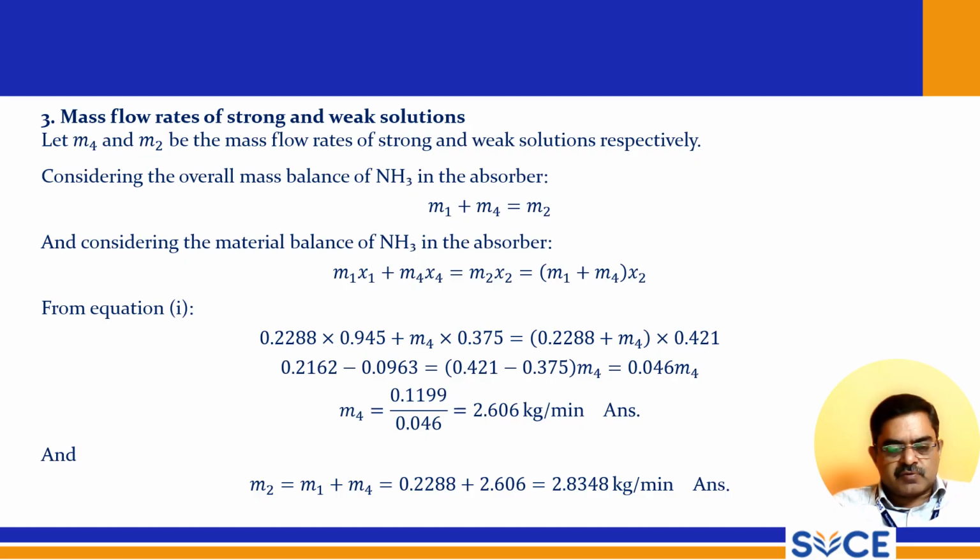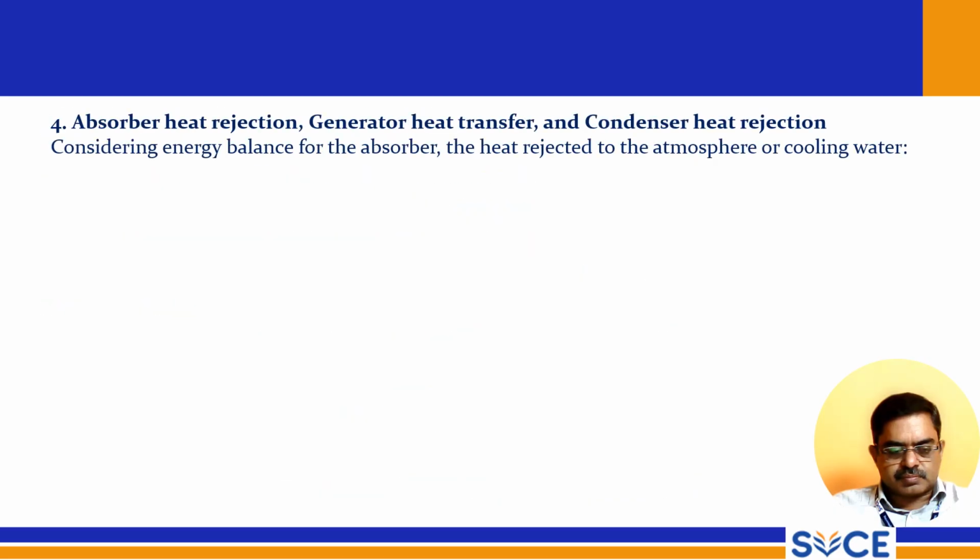So these are the mass flow rates of strong and weak solutions. Here M4 is the strong solution and M2 is the weak solution. So M2, the mass of weak solution, is 2.8348 kg per minute. This is the step 3 solution, and we have to go to step 4.